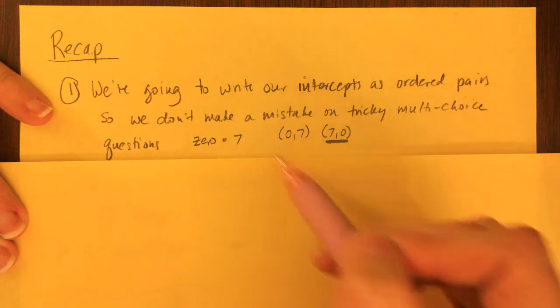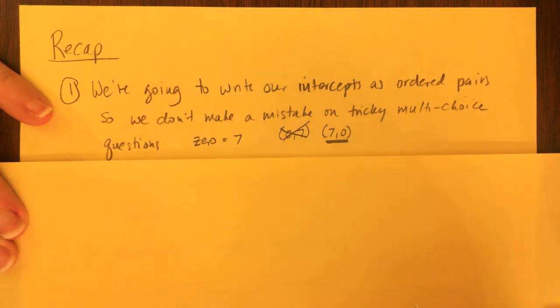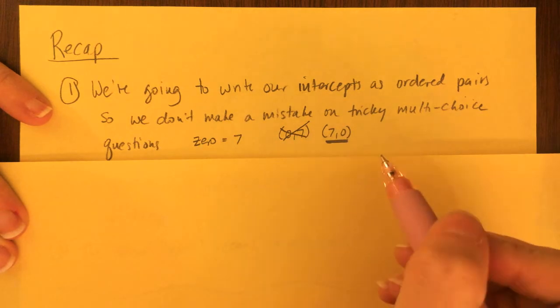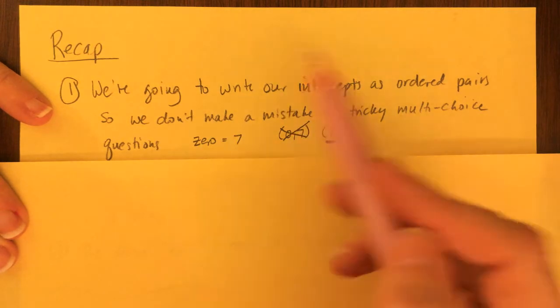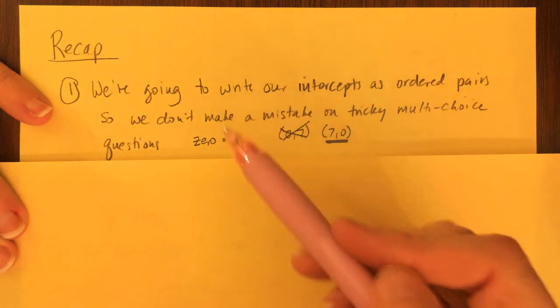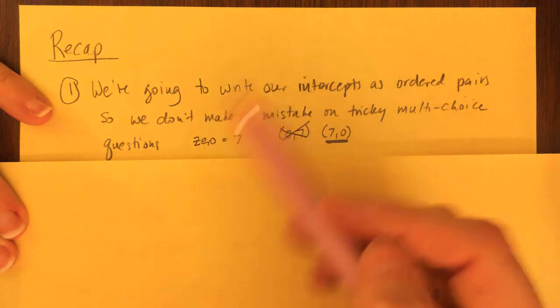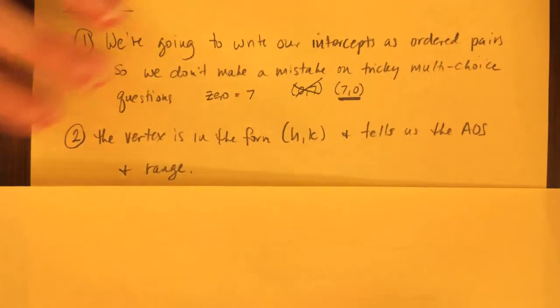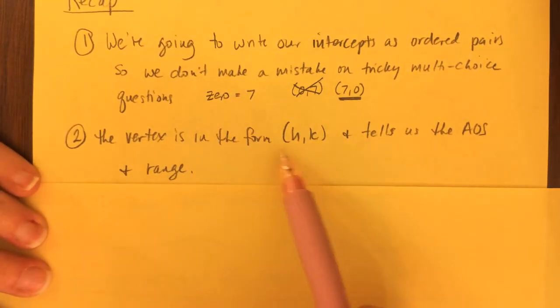So we want to make sure that we practice writing them correctly so that we don't make that mistake, because they're going to give us the answer where it's written wrong. Okay, so we want to make sure that we always write our intercepts as ordered pairs so that we get into good practice, that way if we see an ordered pair as an intercept, we're not going to get it wrong.